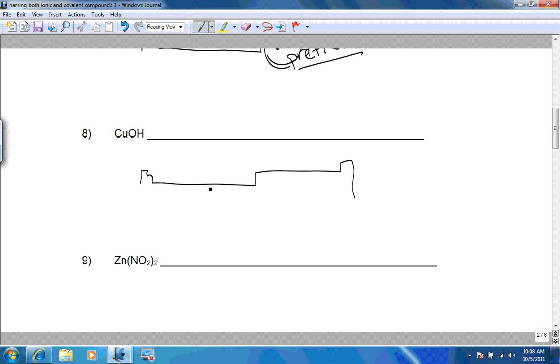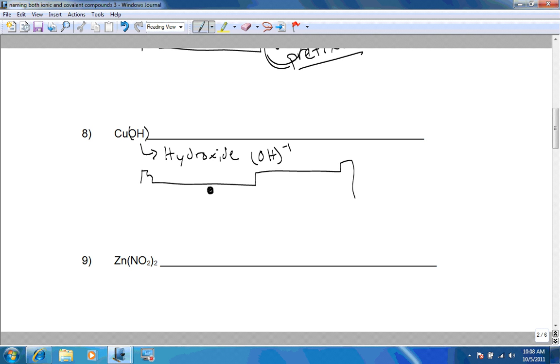Okay, copper is right here. Hydroxide is actually a polyatomic ion. OH is a polyatomic ion of hydroxide, and that is OH with a -1 charge. That means those are 2 indications that this is actually an ionic compound. So we're going to use those rules.